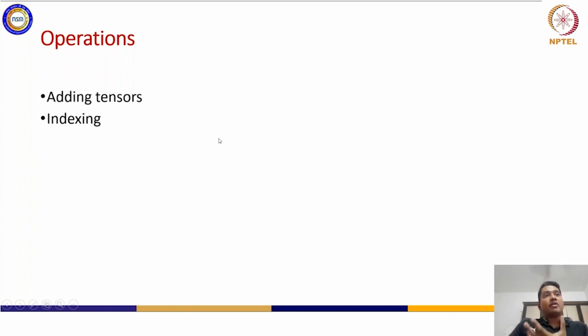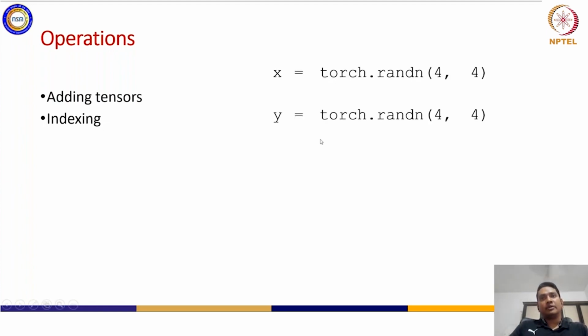Now, different operations you can define on the tensors, like adding the tensors and indexing the tensors. These are basic operations that you will do while designing your algorithms, basically machine learning and deep learning algorithms in PyTorch. So x and y here are two tensors we are defining. One is a 4 cross 4 random tensor, and another is a 4 cross 4 random tensor as y.